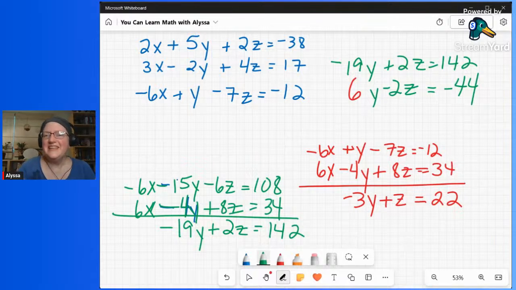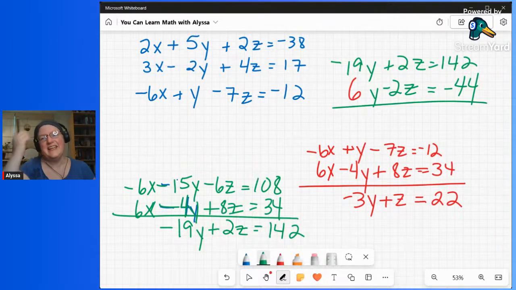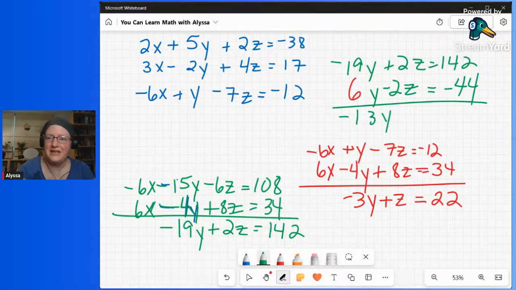All right. Okay. So we add those together. -19y and 6y is -13y. The z's cancel out. And 142 minus 44 is 98.